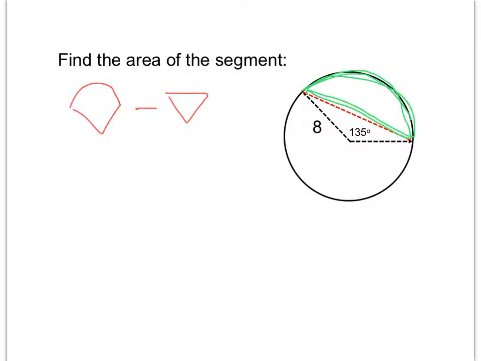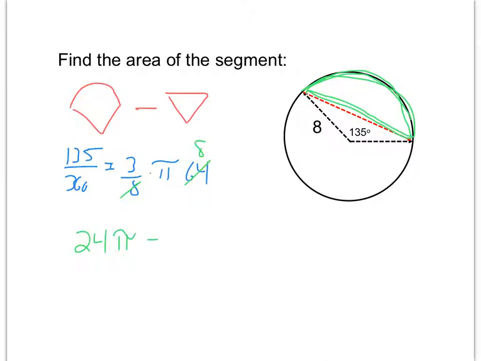We already found the area of this sector once. I'll just write it again for you real quick. We found this in the beginning. It's going to be 135 over 360, which reduces to 3/8, times pi times my radius squared, which of course is 8 squared, which is 64. The 8 and the 64 cancel. That gives me 3 times 8, which is 24 pi. So the area of my sector is 24 pi, minus the area of my triangle.